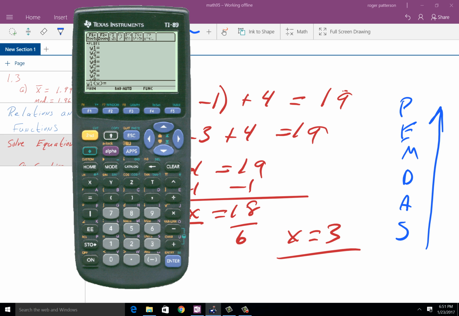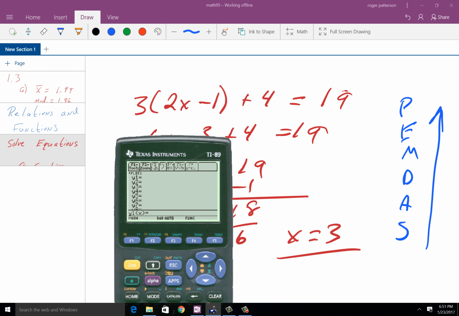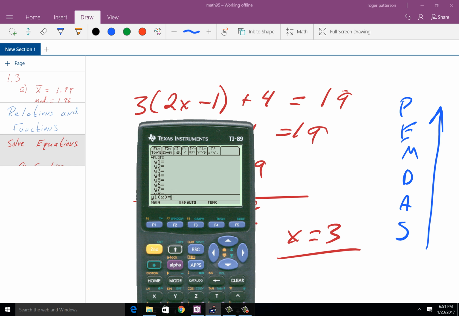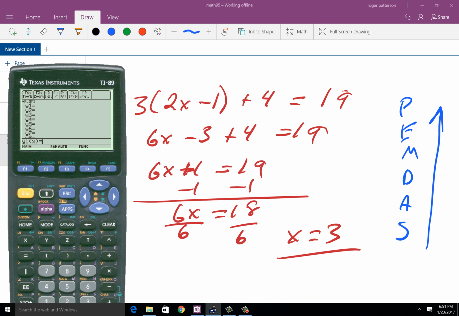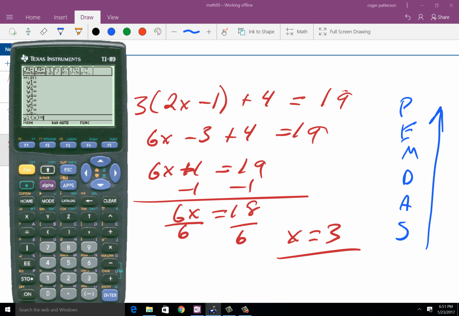So now what I'm going to do is take the first half of the equation right here and split it. I'm going to put this half in y1 and then 19 in y2. I'm just going to split it. So let's see, 3 parentheses 2x minus 1 parentheses plus 4. Put that in there. And then I'm going to put 19 on the bottom.